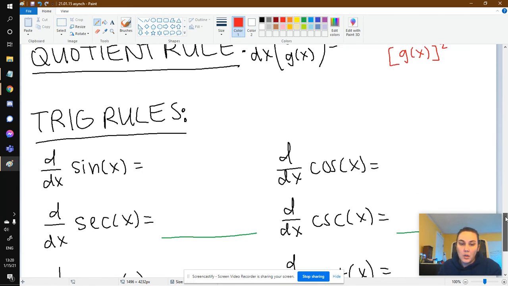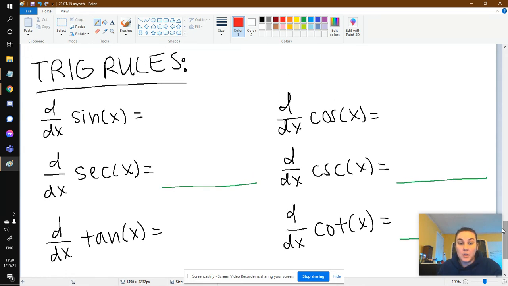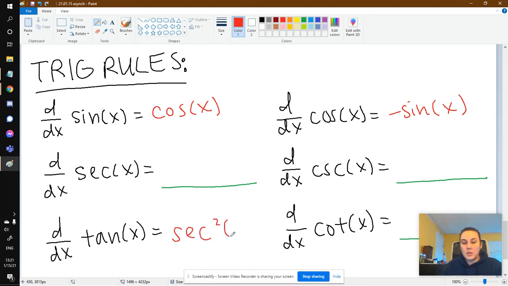Cool. And then we know some of the trig things, and we're about to learn more of the trig things. The derivative of sine we know to be a cosine. The derivative of cosine we know to be negative sine. And then the derivative of tangent we know to be secant squared. We figured this one out in class using the quotient rule, and we're about to figure these three out in the assignment, also using the quotient rule.